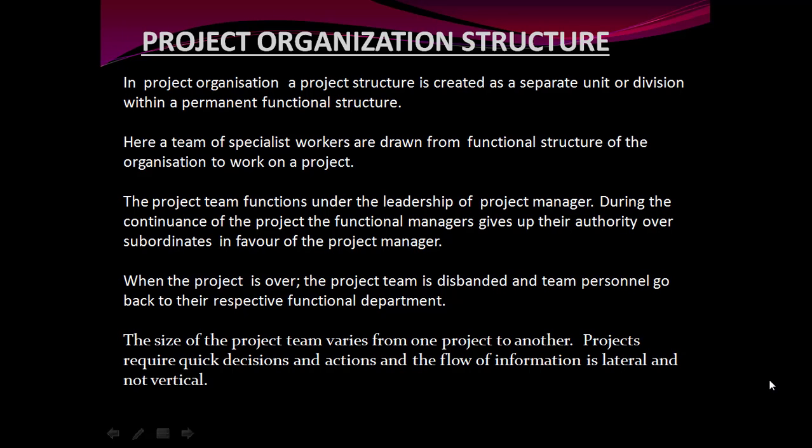Project organizational structure and matrix organizational structure are also part of the modern type of organizational structure, in which functional and divisional organizational structure too come, right? So a project organizational structure is a structure in which a project is created as a separate unit or division within a permanent functional structure.